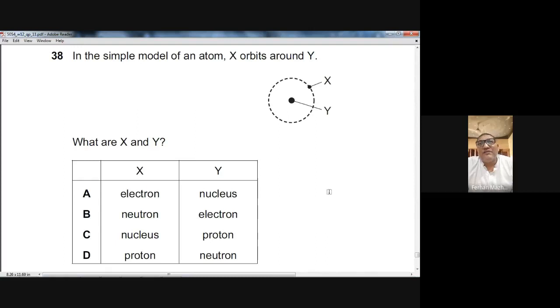In the simple model of an atom, X orbits around Y. So X is definitely electrons. This X is electrons and Y is the nucleus. So without any doubt, A is the choice. Very simple, straightforward.